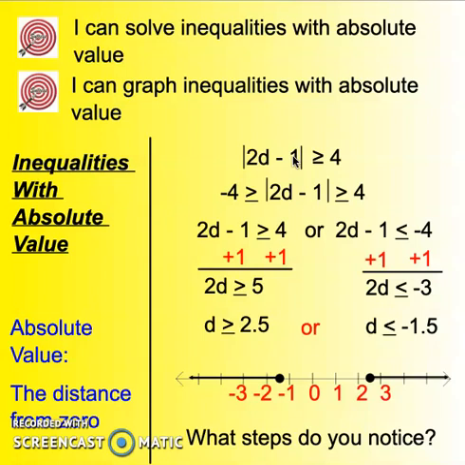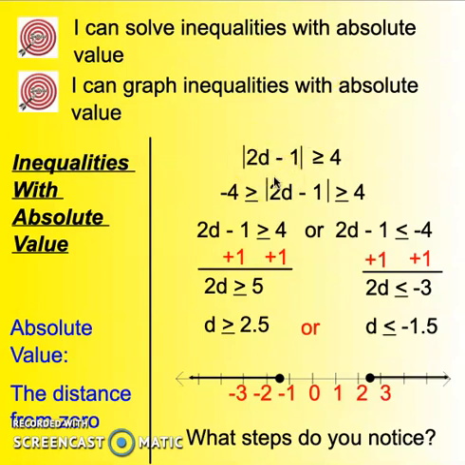Now remember, with inequalities, we don't have just one solution. We are going to have probably an infinite number of solutions. And if it says greater than or equal to, that means it's going to be solutions that could go on infinitely, into the positives, that make the inequality true.